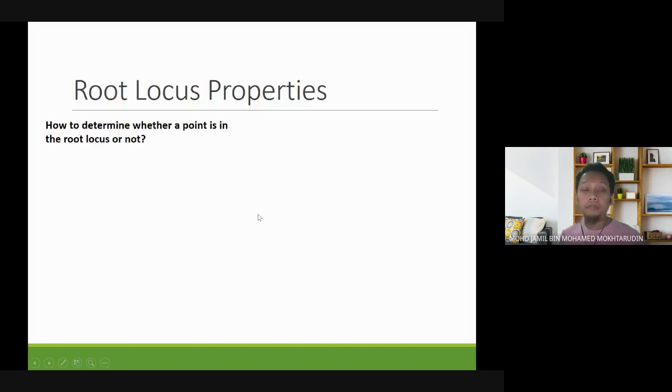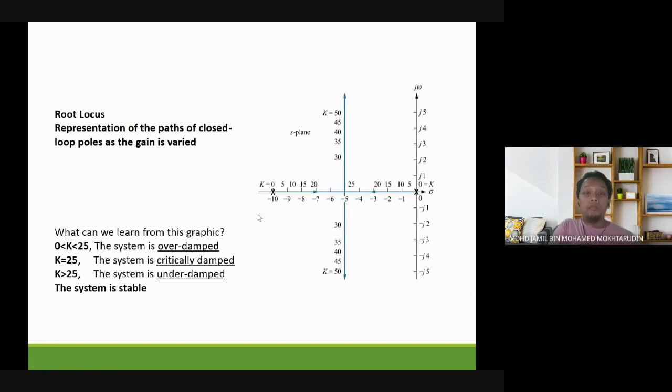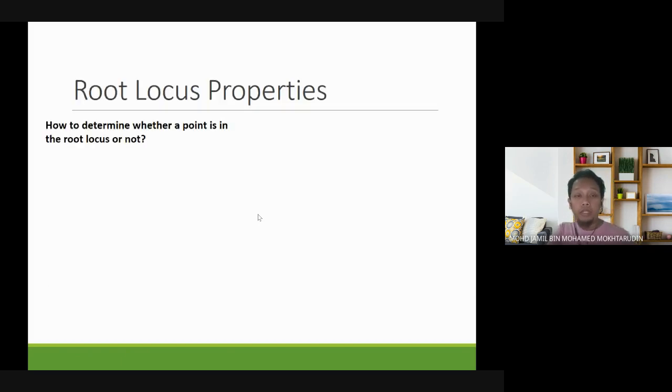Okay, so I've shown you an example of root locus. Maybe next week we are going to go more into how to sketch the root locus. But for today, we are going to look at one of the properties of root locus, and how we can determine whether a pole or a point given to you is on the root locus or not.